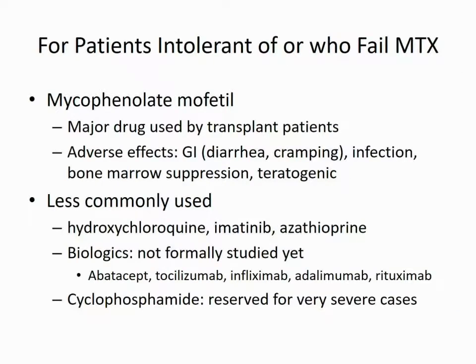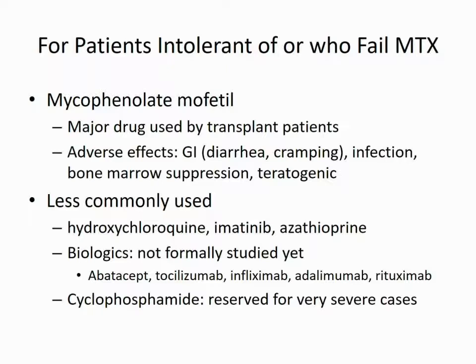So for patients who are intolerant of or fail methotrexate, we have limited knowledge as to what's best to do. The most commonly used drug for these patients is mycophenolate mofetil, CellCept, and that's been based on really two small case series, but it's a major drug that's used for transplant patients. Transplant frequency has really increased dramatically over the last 2 to 3 decades because of this drug. It is considered to be pretty well tolerated and safe, much better than the drug that was used to treat transplant patients before CellCept. Adverse effects include diarrhea, cramping, infection, and bone marrow suppression. It's also teratogenic.